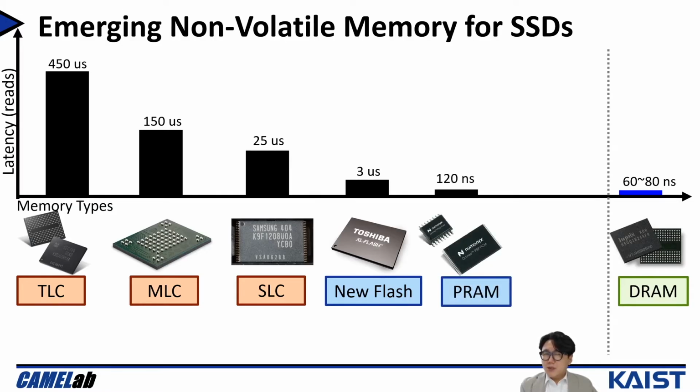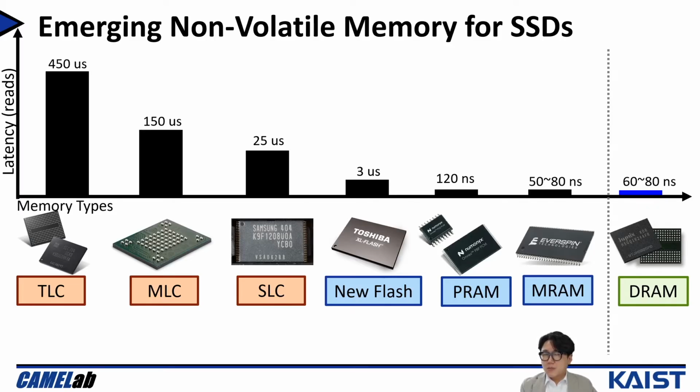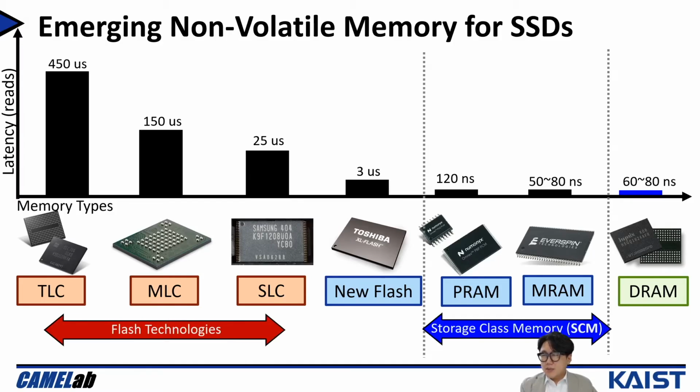The PRAM uses a different storage core and offers DRAM-like performance behavior by changing the core state between amorphous and crystalline. MRAM offers even better performance than DRAM, as it is designed toward replacing SRAM. TLC, MLC, and SLCs are all flash technology, while PRAM and MRAM can be classified as storage class memory because of their fast access speed and byte addressability. These SCMs open a new opportunity to incarnate future NVMe storage subsystems.